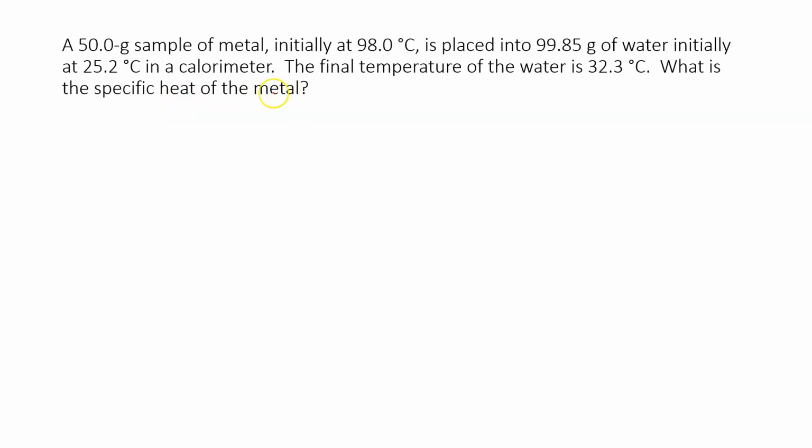I don't know exactly where I got this problem from, but I probably said in the first video. Anyway, this is the problem that I'm working on. It's a 50-gram sample of metal initially at 98 degrees Celsius is placed into 99.85 grams of water. The water is initially at 25.2 degrees Celsius. So we have hot metal dumped into room temperature water, and the water heats up. The final temperature of both the metal and the water is then 32.3 degrees C, and we want to know what's the specific heat of the metal.